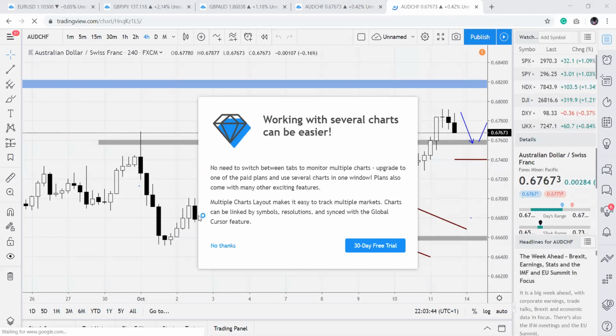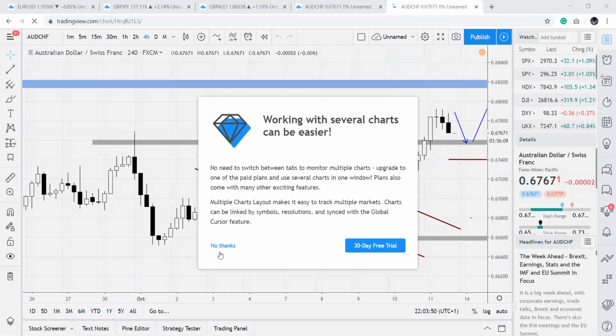No, they can't. That's not allowed. You can't give out login details. You should be active. There's no reason why you shouldn't be active.